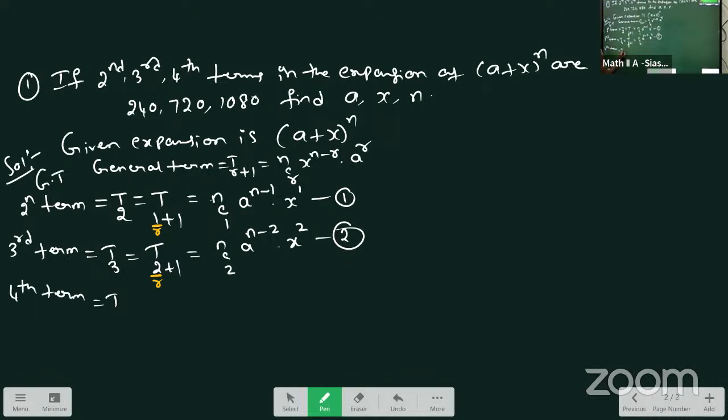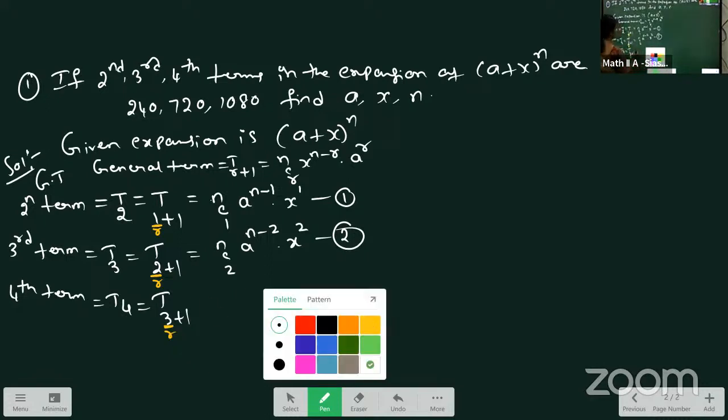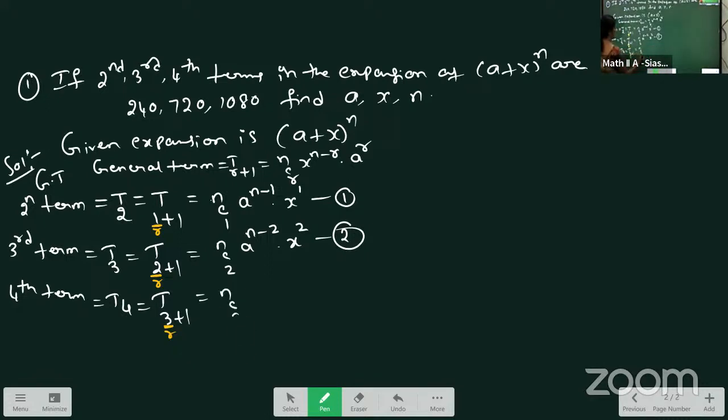Fourth term is T4. T4 can be written as T3 plus 1. Now again, what is R? 3 is our R. Now substitute: NC3 a to the power n minus 3 and x to the power 3. Take it as equation 3.